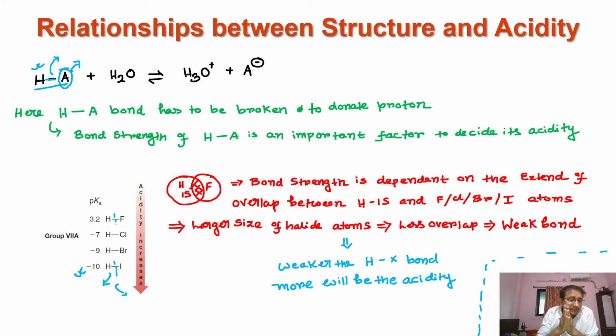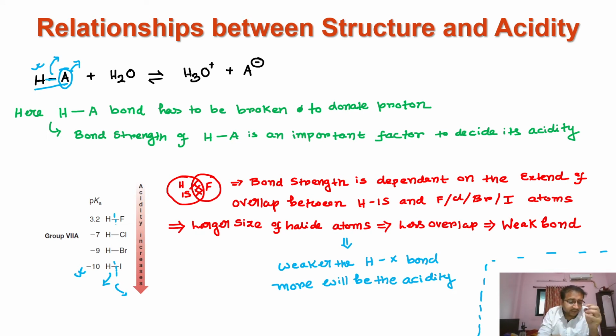So here in this type of acid, there is an overlap between the 1s orbital of the hydrogen atom and the fluorine atom or halide atom. You can see that fluorine is much smaller in size and is almost comparable to the size of the hydrogen 1s atomic orbital. So they can overlap very well. That's why the bond formed between the hydrogen 1s orbital and the fluorine orbital will be much stronger.